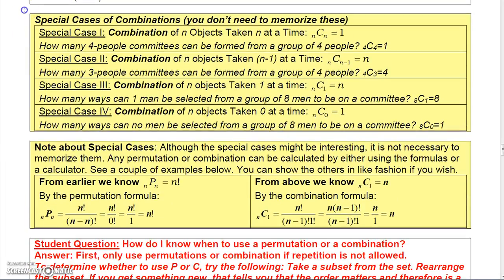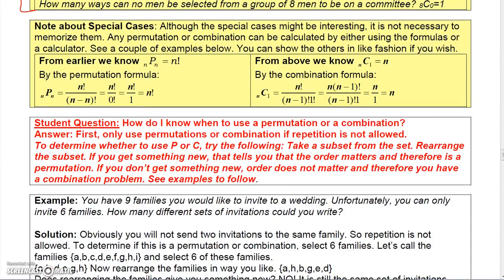Here are some special cases again, and again, you don't really need to memorize these, but you might find it interesting that when you have NCN, that's always going to be 1. And that makes sense because it's almost a silly question if I said how many 4-people committees can be formed from a group of 4 people. Well, there's only one committee you could choose, and that would be to just take all 4 people. And so that's kind of interesting, but you can read the rest of them.